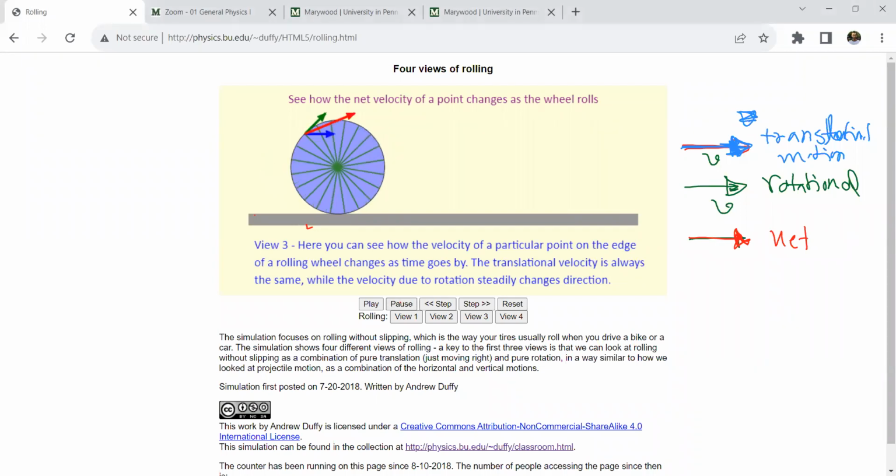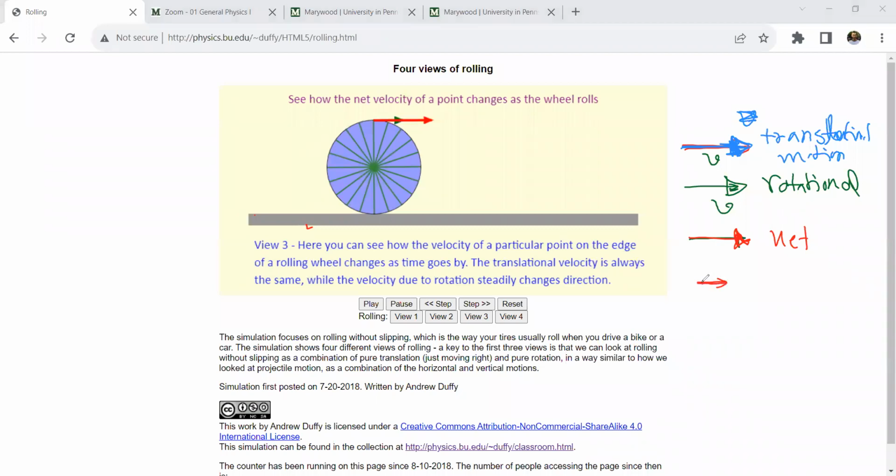So you see that at this point, at the top point, both the green and blue are in the same direction. So both green and blue are in the same direction, so they add together. And you see the length of the red arrow is now double that of green and blue. So at the top point they add together.